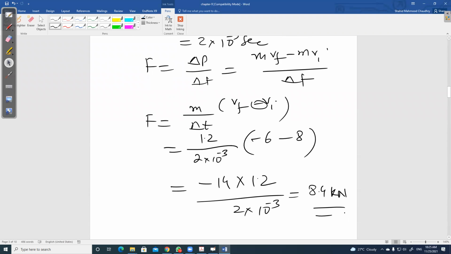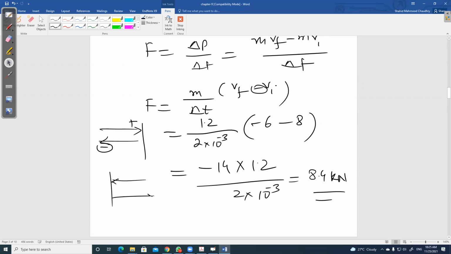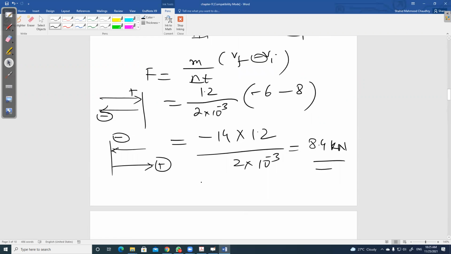This is the answer. The concept here is this: if you take this direction as positive and this direction as negative, then it is so. Similarly, if you take it the other way, then this will be negative and this will be positive. So remember this notation. This is very important.